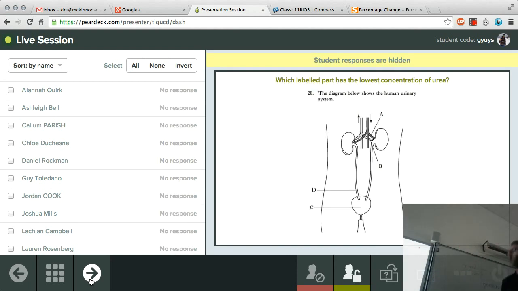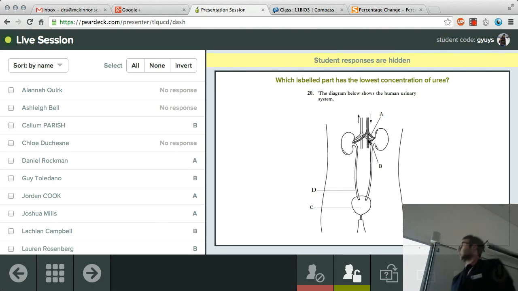Which labelled part has the lowest concentration of urea? And again, this is worth 1 mark, so that is worth 1 minute of your time. So this is just the renal system you can see here. You've got to choose which one has the lowest concentration of urea. Are they both A's? No, just the structure it's pointing at is A, not both of them. So yeah, that's going to be the renal artery. Is that A pointing at the black one? Yep, the darker one, the renal artery.